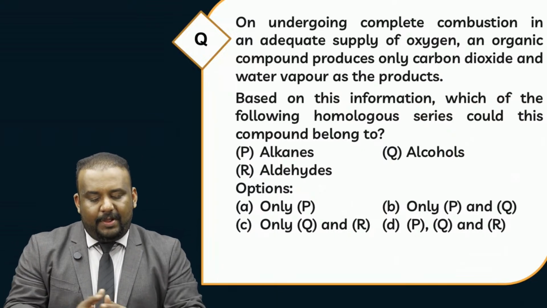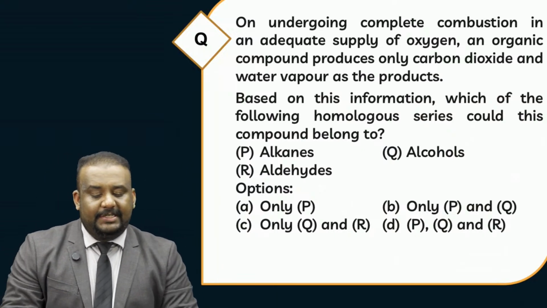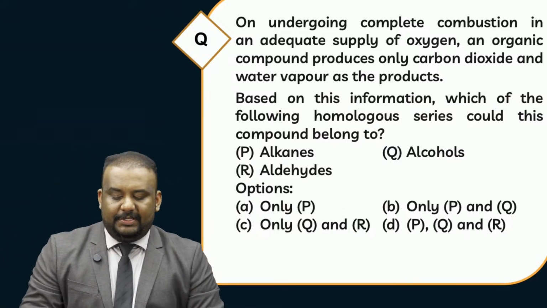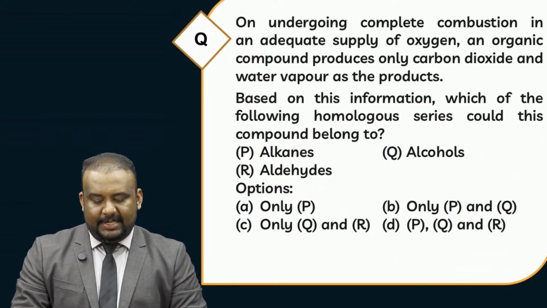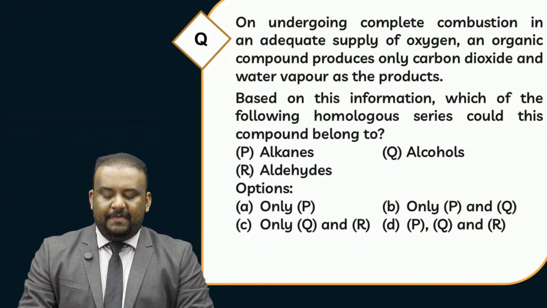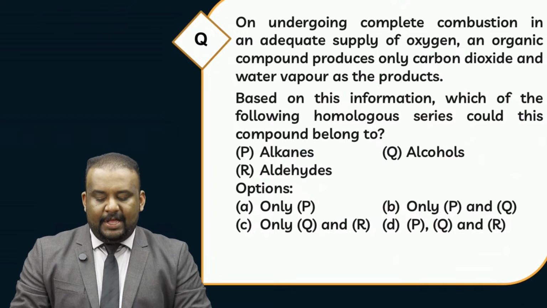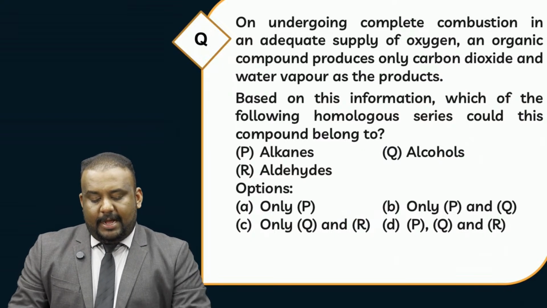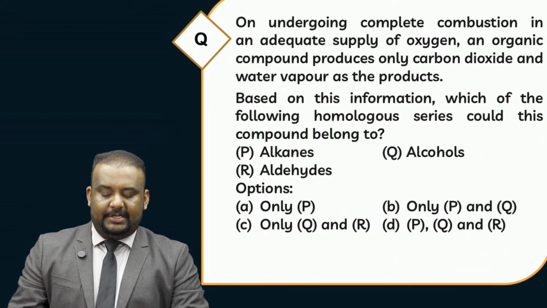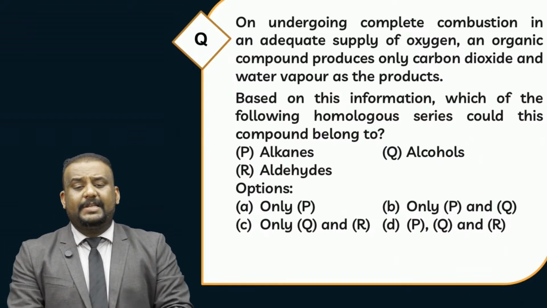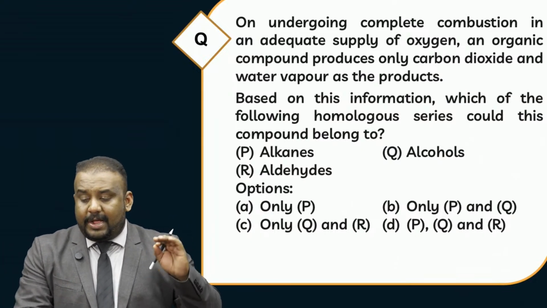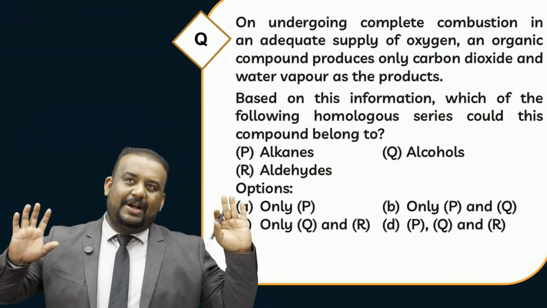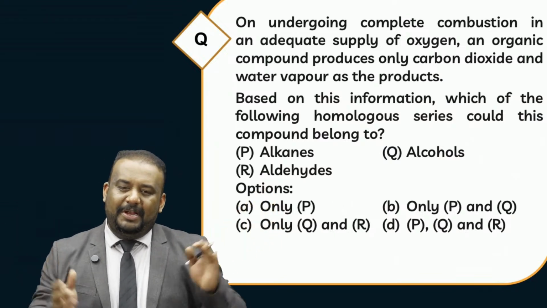Now we have the next one. On undergoing complete combustion in an adequate supply of oxygen, an organic compound produces only carbon dioxide and water vapor as the products. Based on this information, which of the following homologous series could this compound belong to? Alkanes, alcohols, aldehydes. See, they say on undergoing complete combustion in an adequate supply of oxygen. That is very clear. Adequate supply of oxygen means oxygen is not going to be a limiting factor.